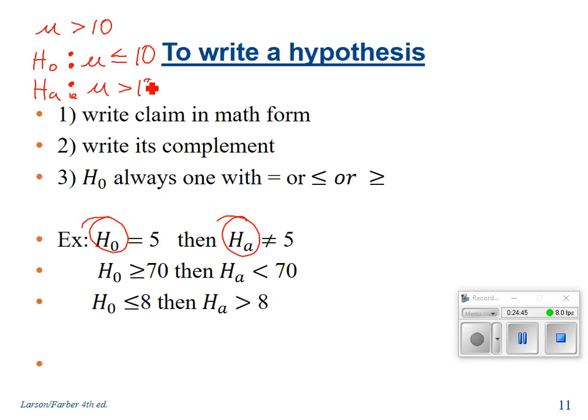And anytime you're writing these, write down which one is the original claim. The original claim this time, what the company or what Sean said, was mu is greater than 10. That was the original claim. The original claim is not always going to be your null hypothesis. It could be the alternative. The null hypothesis always has to have that equal to part in it. Alternative is everything else.